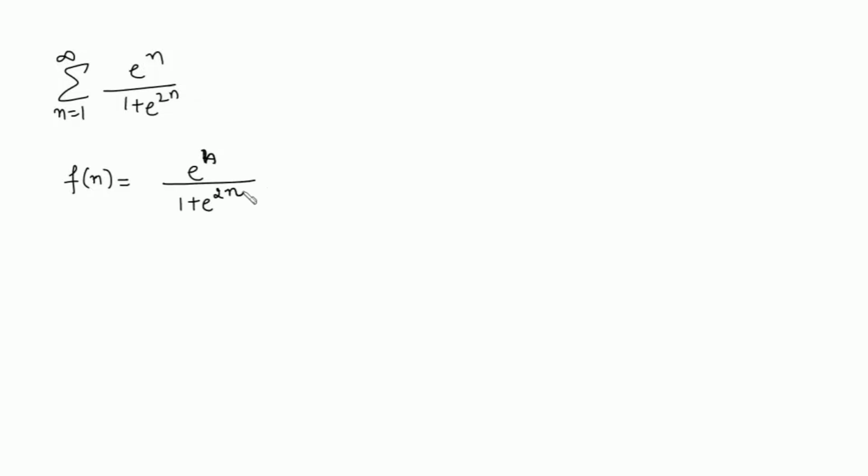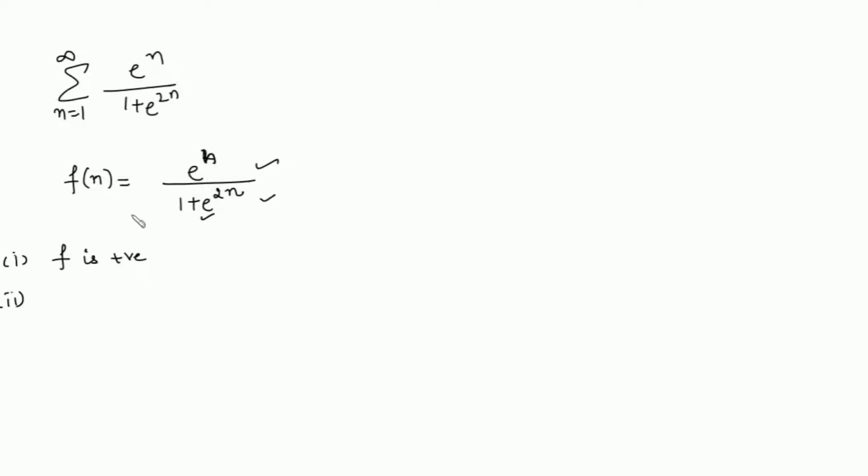Now just see one example related to this. Let's suppose we have to check the behavior of this series where n is varying from 1 to infinity. Now just see, we can write fn as e to the power n upon 1 plus e to the power 2n. Now clearly this function is positive because all the terms are positive, right?